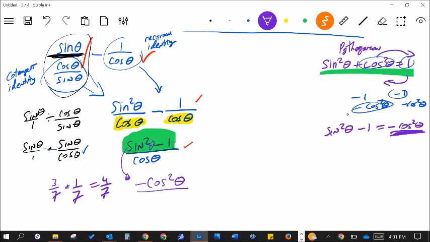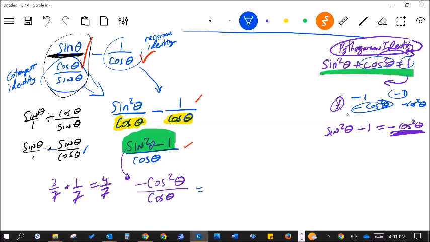Pythagorean identity. So what's really important here is that you can manipulate these identities as long as you apply normal rules of algebra to do so. On the bottom, we have a cosine theta.